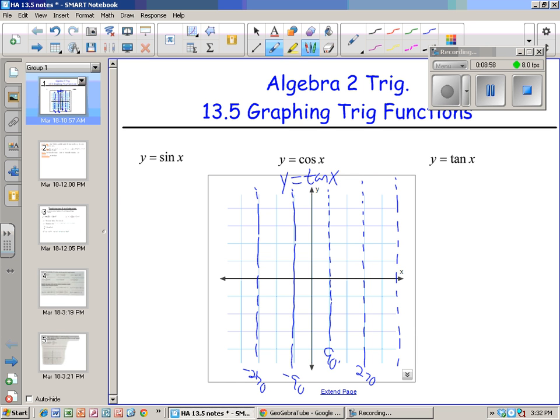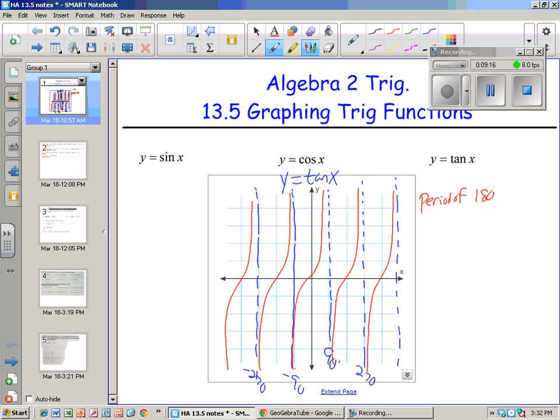The graph is this. It just keeps on repeating itself. So the tangent graph repeats itself every 180 degrees. So we say it has a period of 180 degrees. You can see the graph is the same thing every 180 degrees. We're looking at the exact same thing.